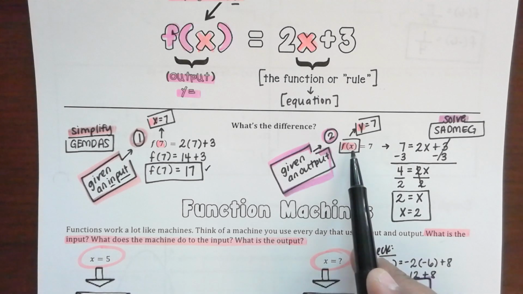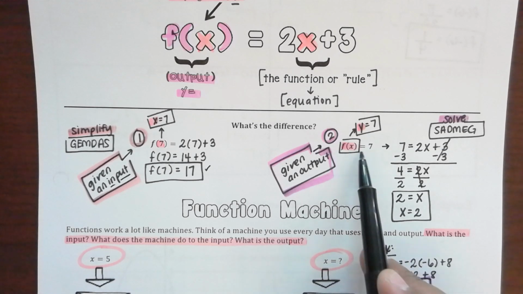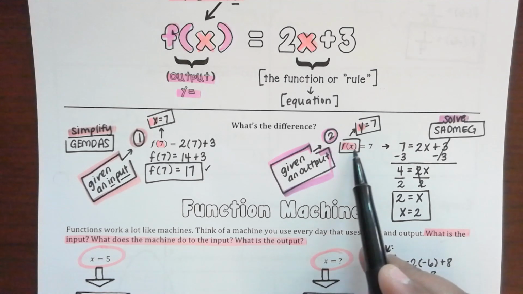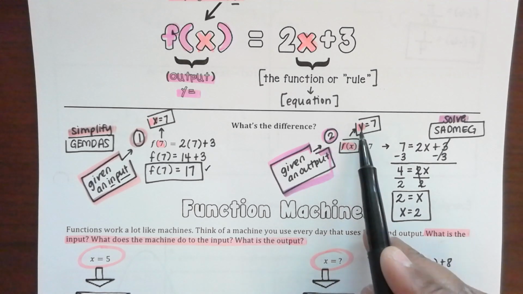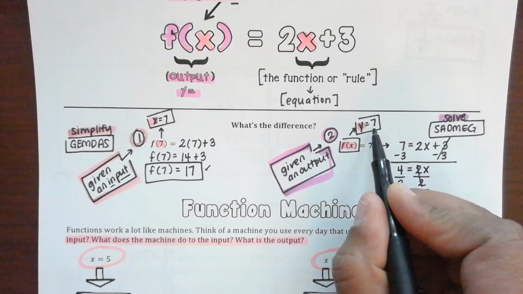Looking here, I have f of x. Can you say that for me? F of x equals 7. Can you say that? When it's given f of x like this, they're giving you what variable? The y, because it's the entire thing. If x does not have a number in its place, it's always going to be y. Everybody with me? So they're telling me y is equal to what?